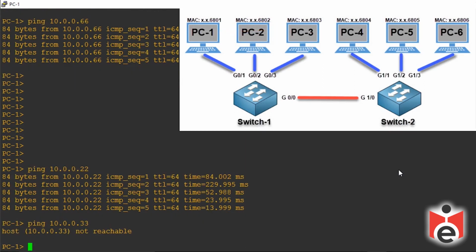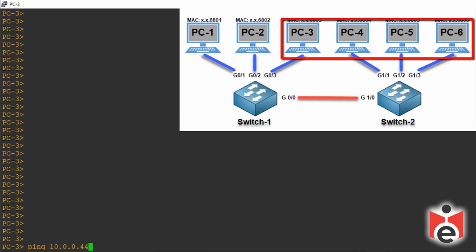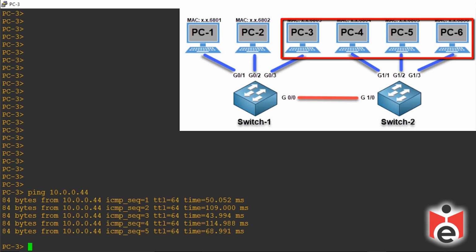It's not working. However, if we go to PC3, here on PC3, which is still in VLAN 1, if we try to ping other devices that are still in VLAN 1, like PC4, PC5, or PC6, that should still work because those four PCs are all in the same broadcast domain, the same VLAN. So let's test it with a ping out to 10.0.0.44, which is PC4, and press enter. And sure enough, that works great. But we won't be able to ping from PC3 over to PC1 or PC2 once again because PC3 is in a different layer 2 VLAN than PC1 and PC2.